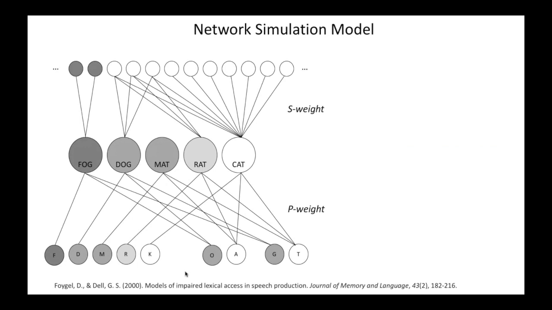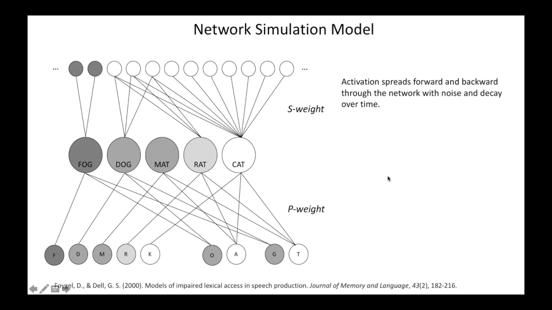So where does this data come from? This is a very popular network simulation model. Gary Dell and colleagues came up with this. And the idea is it explains the processes that are involved in naming a picture. A simulated naming attempt starts with a boost of activation to the semantic nodes. And these nodes are shaded to represent the activation, with light colors representing lots of activation.